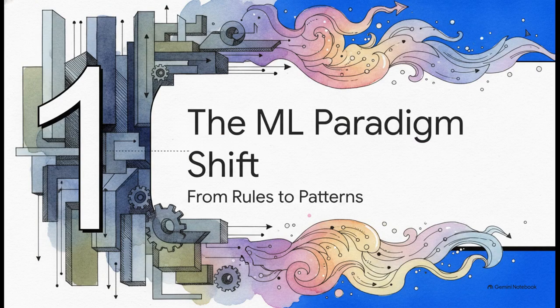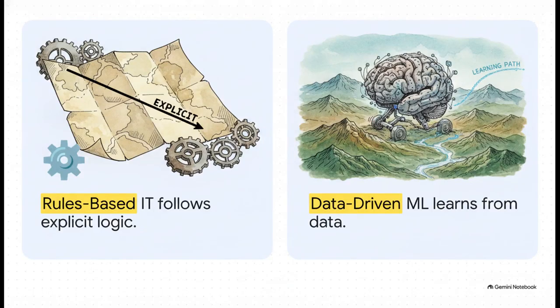Section 1. The ML paradigm shift, from rules to patterns. Look, traditional IT systems are built on explicit, rules-based logic, right? You write the script, and the system executes it blindly. But ML systems? They're completely different. They are entirely data-driven. They learn directly from historical data to automatically detect anomalies or predict hardware failures at massive scale. It's kind of like traditional IT is following a rigid step-by-step map, whereas ML is a rover, actively learning how to navigate in real time based on the actual terrain it encounters.